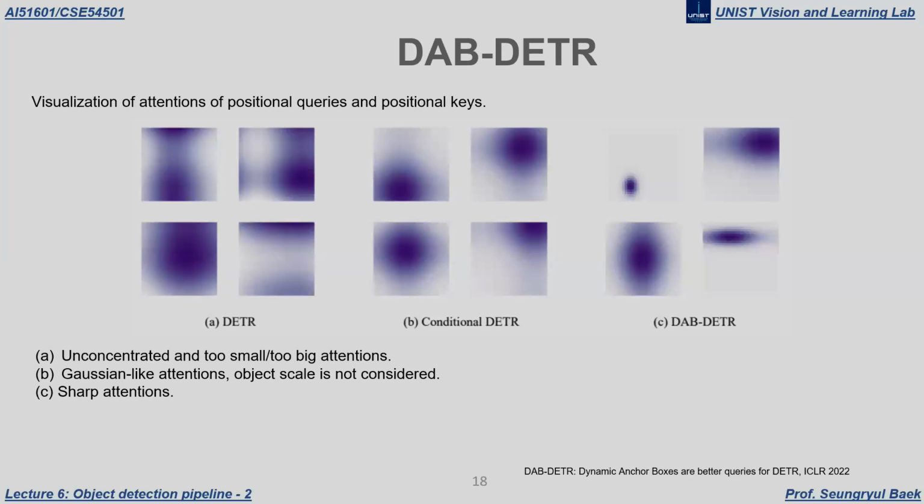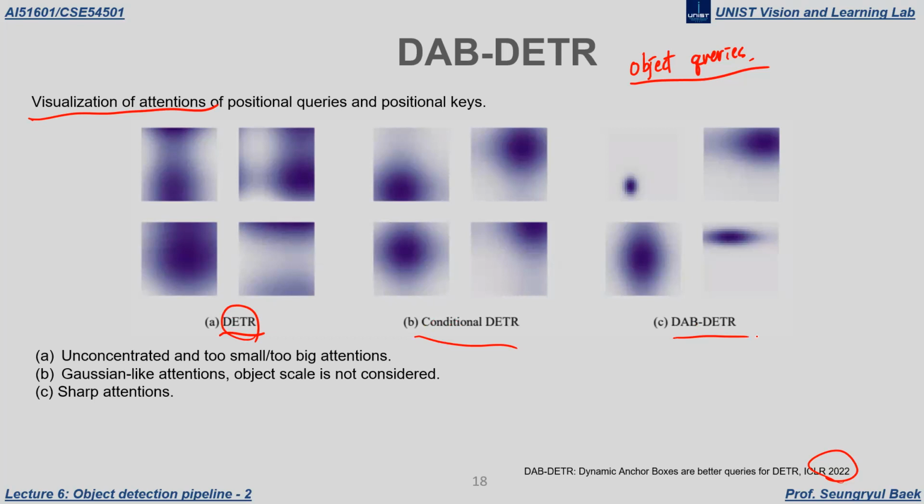Okay, next is the Depth DTR. This paper was published in ICLR 2022. They are still concerned about the object queries, which do not have proper spatial information yet. They are insisting on that, so they are comparing the attention visualization for DTR, conditional DTR, and Depth DTR.